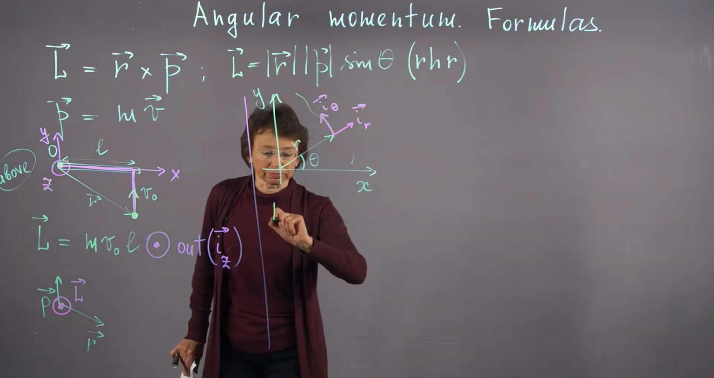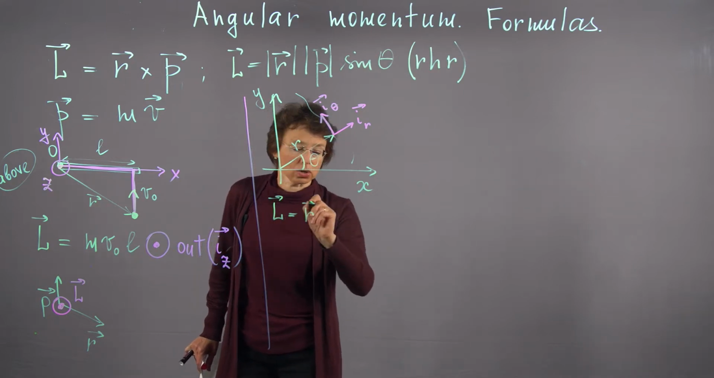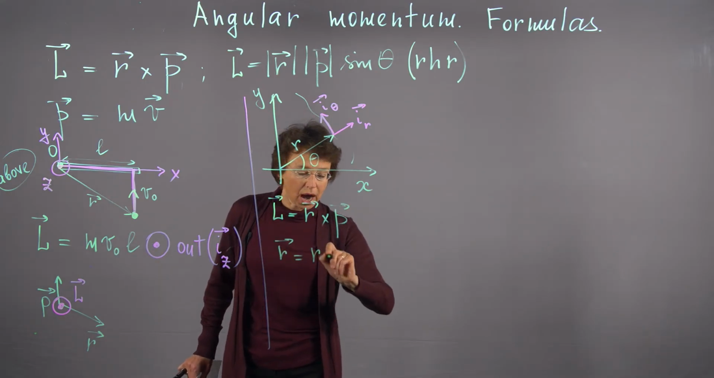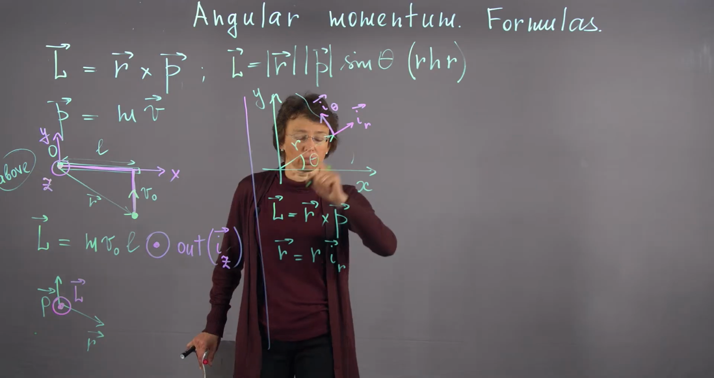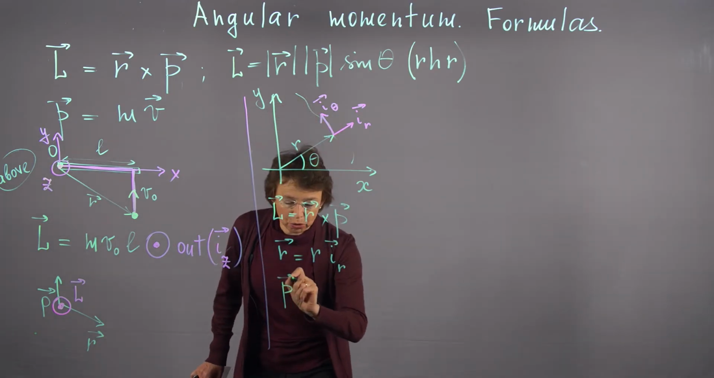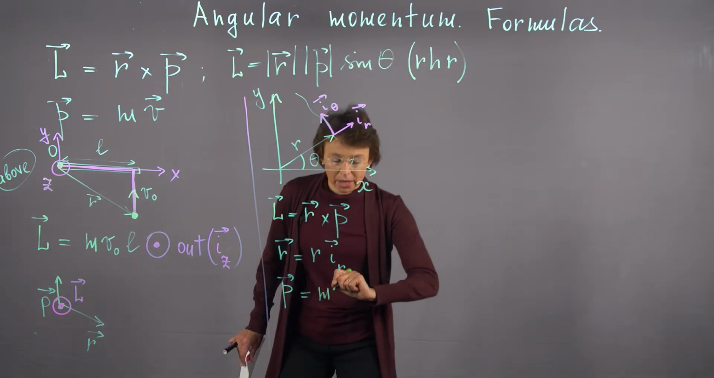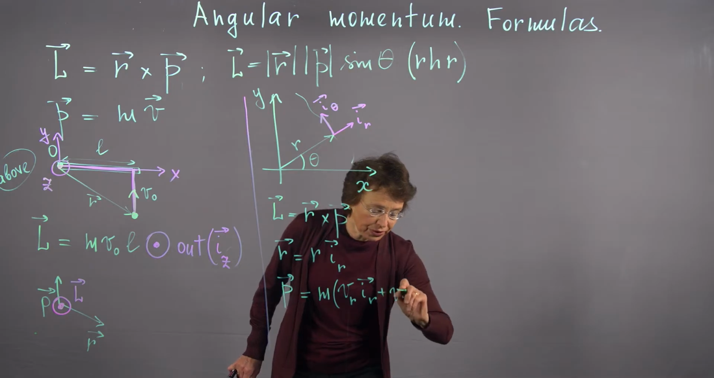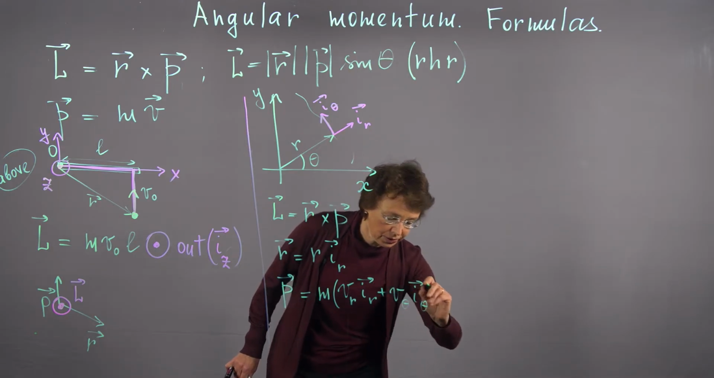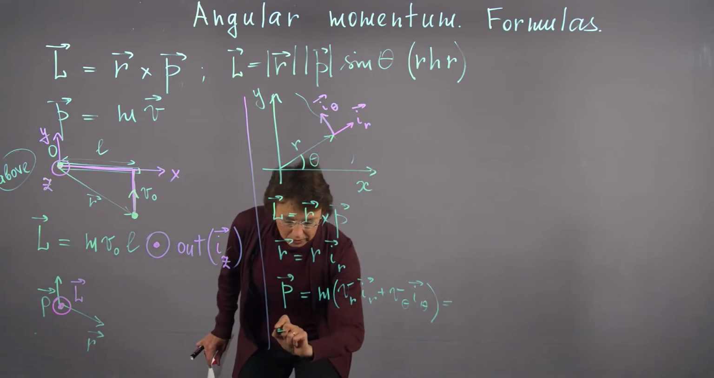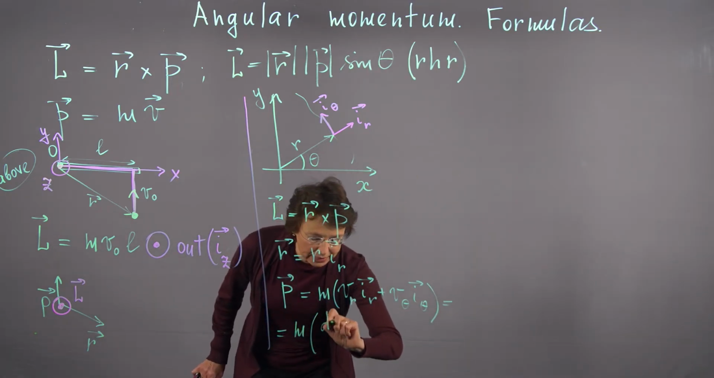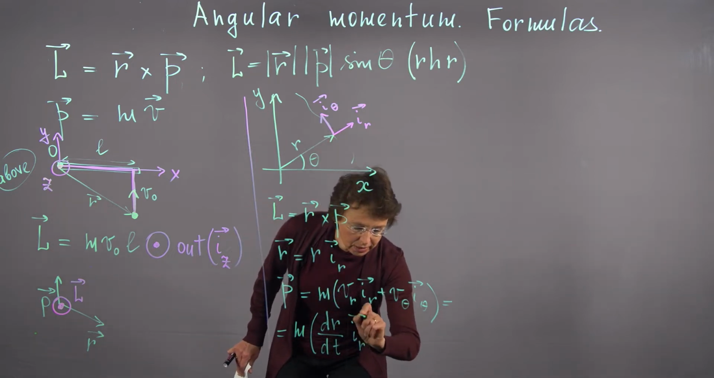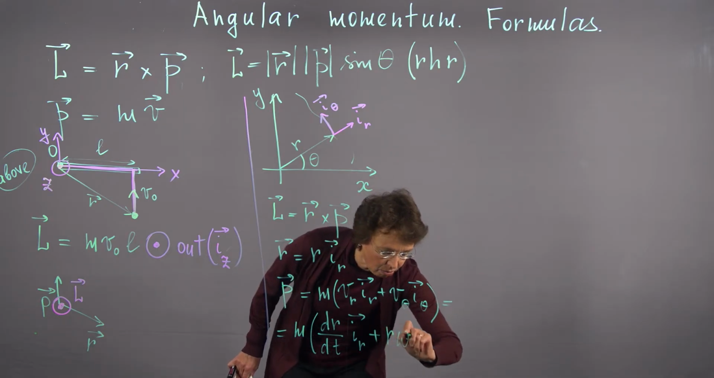So L is r cross p. r in polar coordinates is r i_r, unit vector along r. p in polar coordinates is m, and velocity has two components, v_r i_r plus v_theta i_theta. v_r is dr/dt i_r, and v_theta is r omega i_theta.